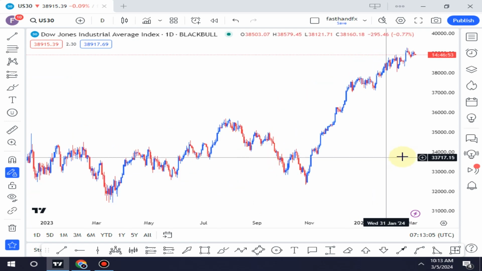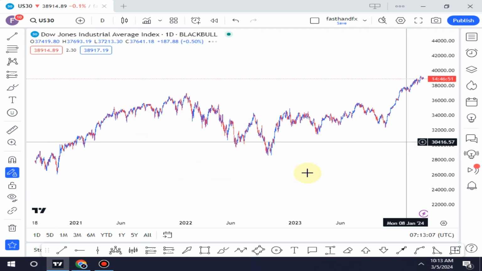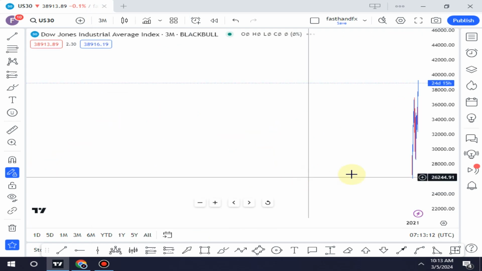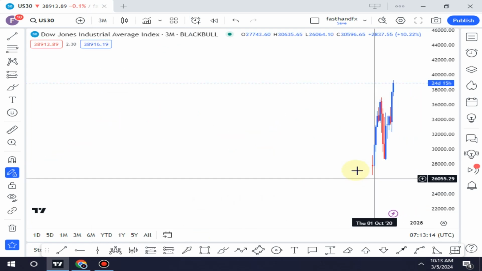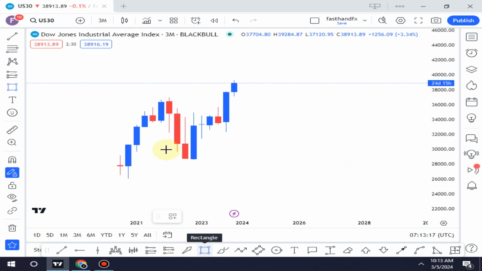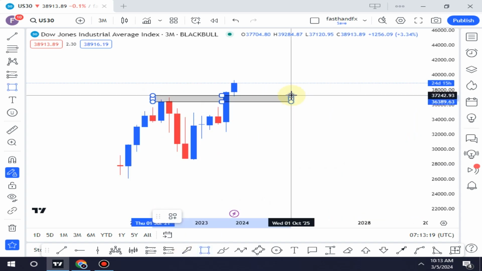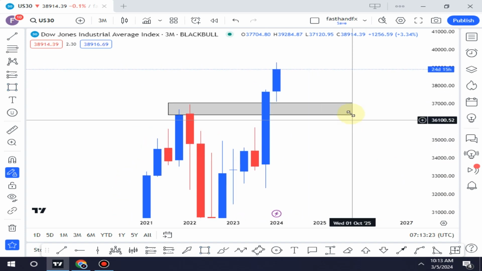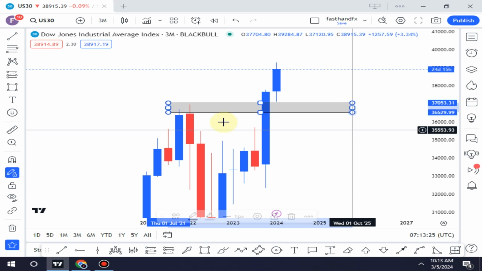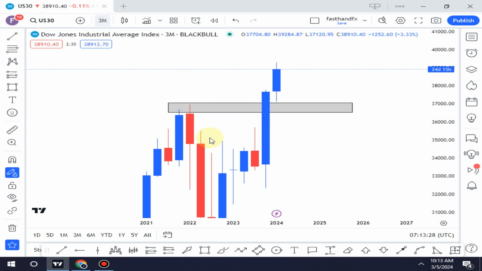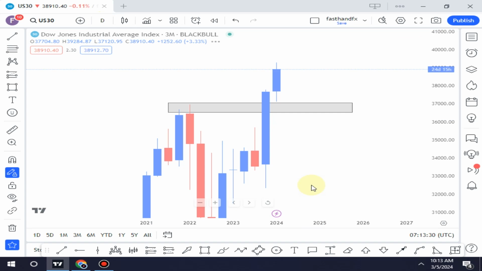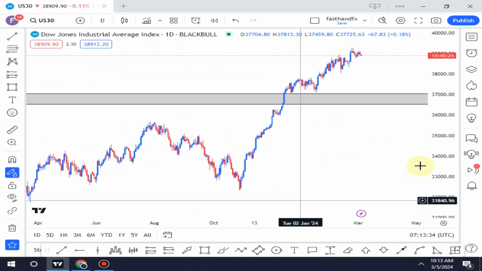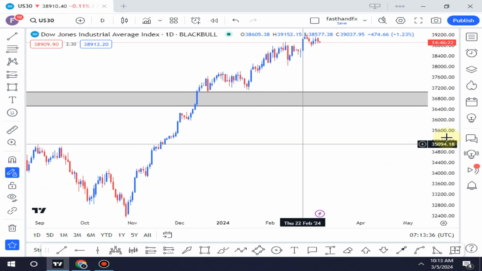Okay, now from the daily, once again, we see US 30 has gone all the way up. So let me see. From the 3-month time zone, of course, we had a level right here. So now we understand why US 30 is going all the way up. US 30 has taken out this multi-high resistance. So let me go back to the daily. We have this level right here that US 30 has taken out.